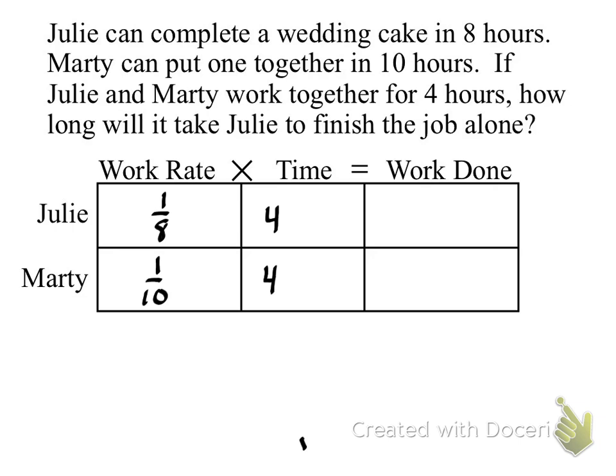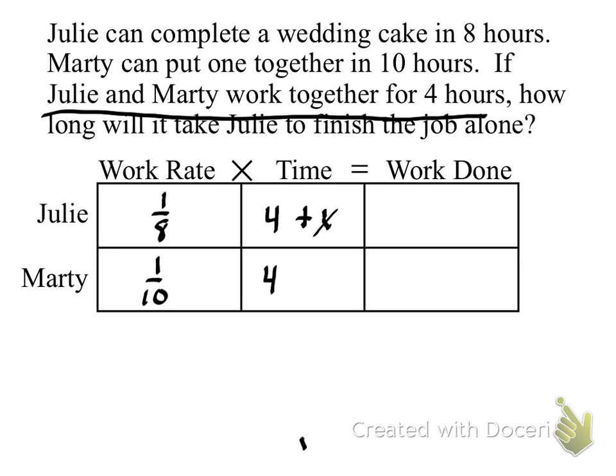Okay, Daniel? It says if Julie and Marty work together for 4 hours, how long will it take Julie to finish the job alone? It will take her plus 4. No, they both did 4 hours together, plus X, plus an unknown amount of time alone. But it says Julie and Marty work together for 4 hours, so we have to put the 4 there. Okay, how long will it take Julie to finish it alone, after the 4 hours pass?